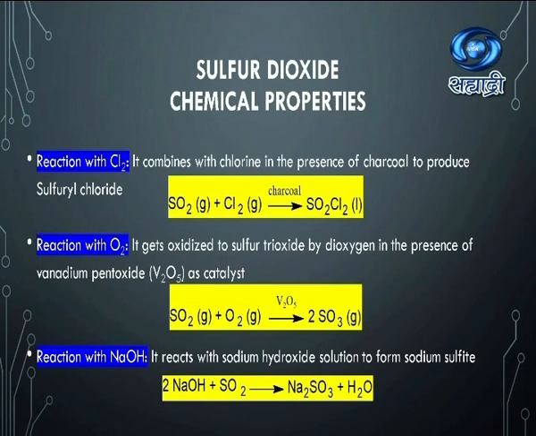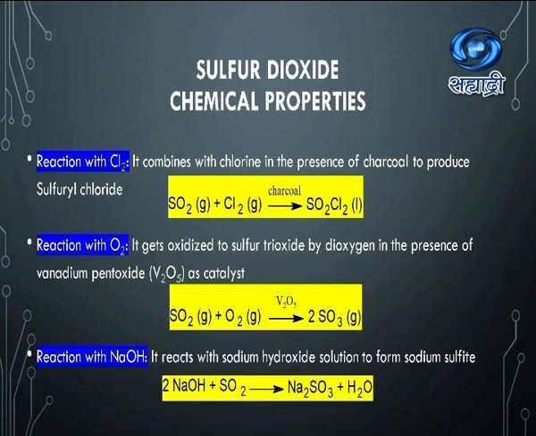Sulfur dioxide gets oxidized to sulfur trioxide by dioxygen in presence of vanadium pentoxide as catalyst. So conversion of SO2 to SO3. The equation is very simple: 2SO2 plus O2, in presence of V2O5, gives 2SO3. Now, reaction with sodium hydroxide. It reacts with sodium hydroxide solution to form sodium sulfite.